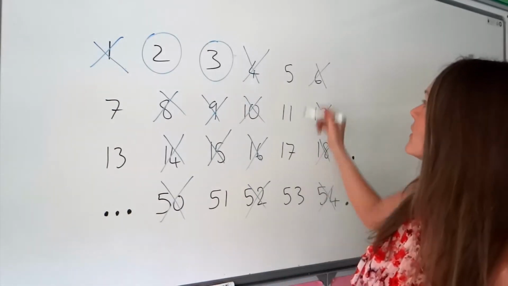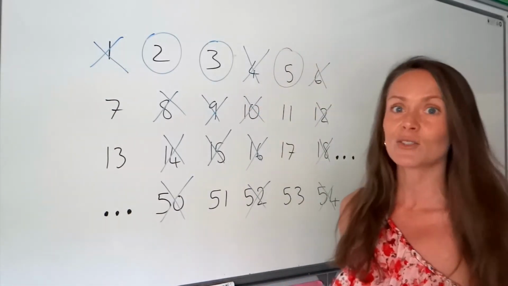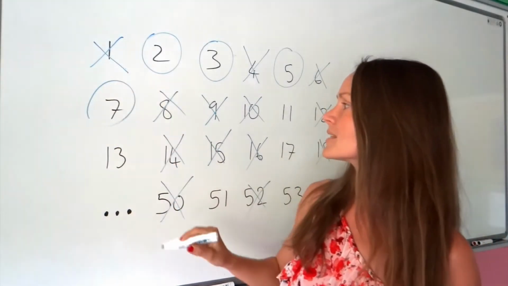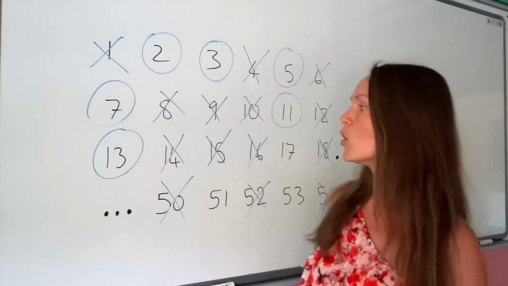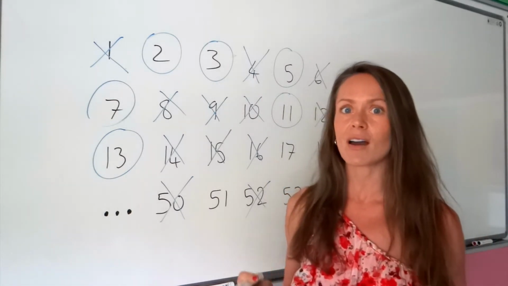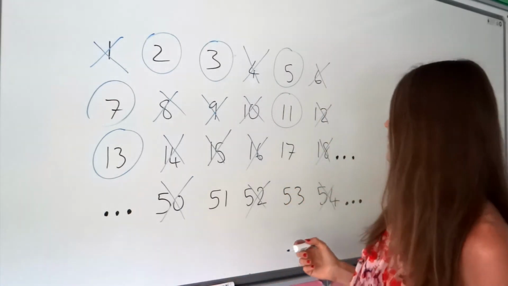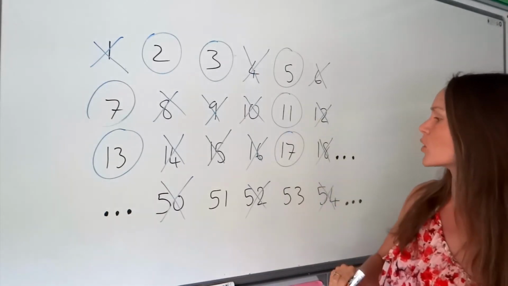Okay, so this one is a prime number. It only has two factors. And same as 7 and 13. 11 is also prime, okay? All of these numbers you can only divide by 1 and themselves. So 17 is also prime.